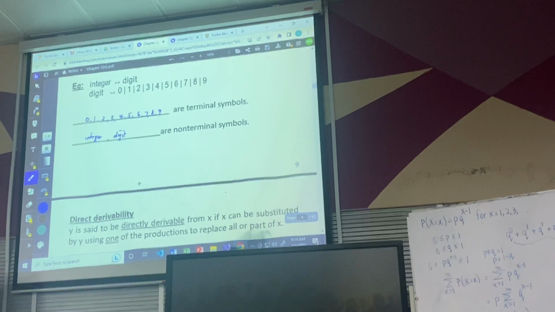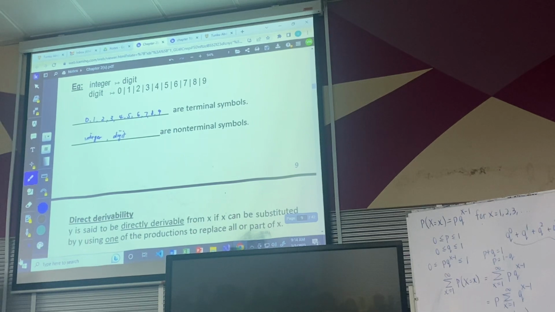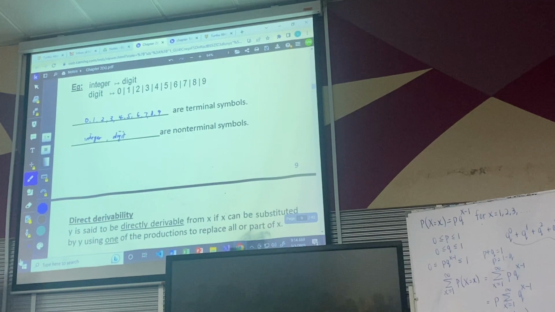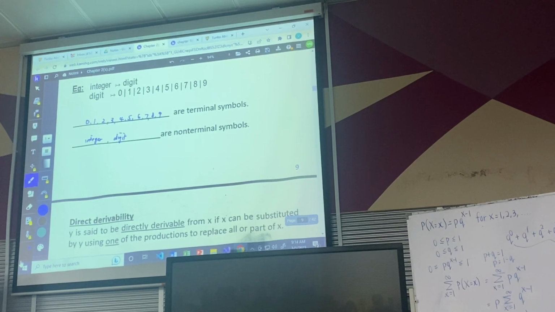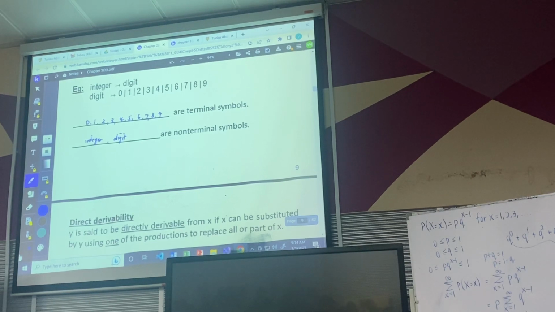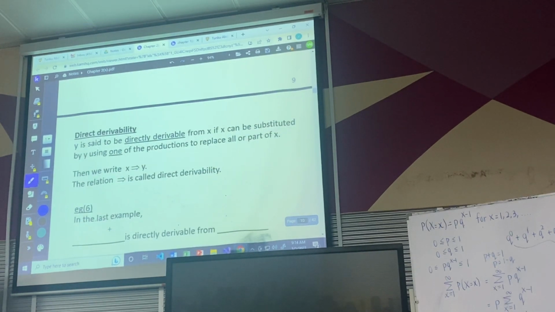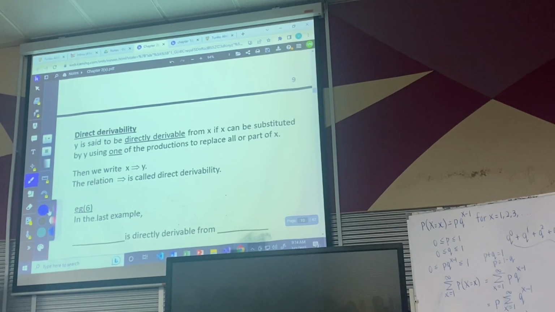What we used for the substitution just now is direct derivability, meaning that if you substitute the x with y, then you say that y is direct derivable from x, which means that your x can be substituted with y in one step only. You get x substituted with y, one step only. So this one we call direct derivable.